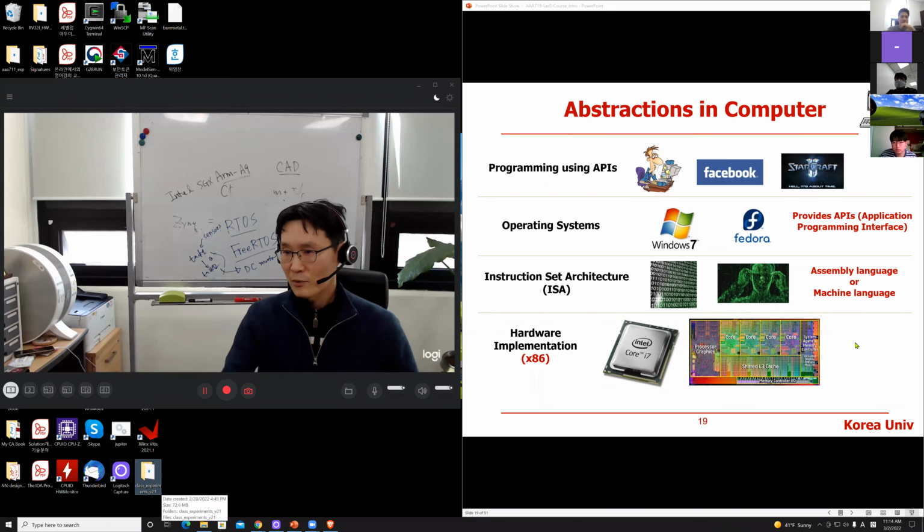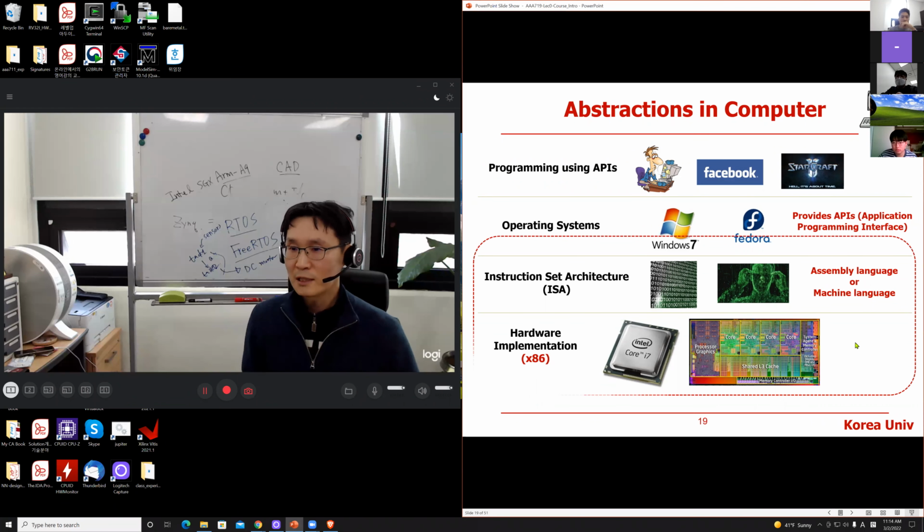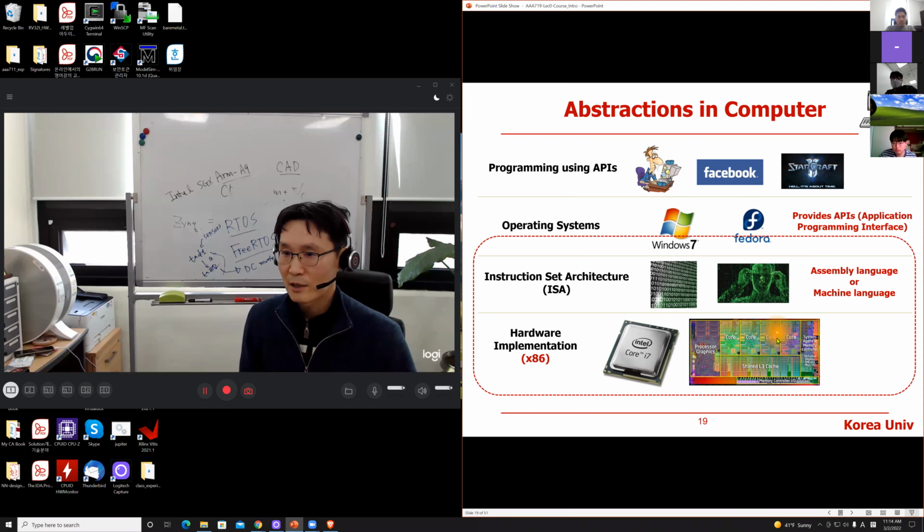In this class, we are interested in this layer. We are going to do everything from scratch, from hardware design to software programming, controlling I/O devices.